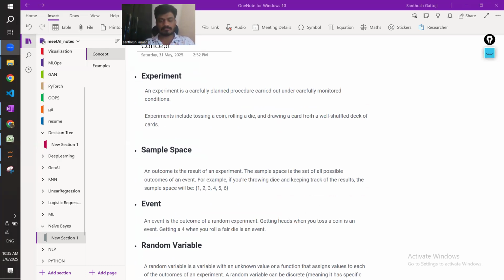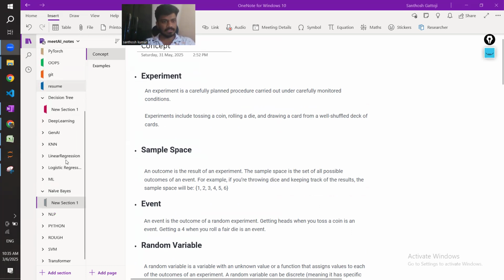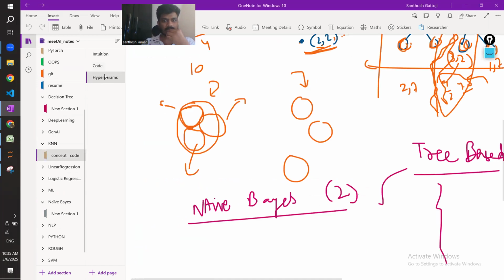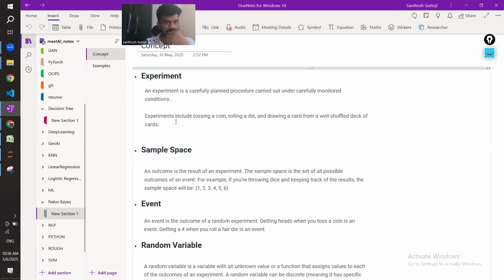So let's start with today's session. In the last session, I think we have seen the KNN part, right? We have completed KNN concept and code and hyperparameters, etc. Now in this class, we are going to start with the next classification algorithm. As I said, it is Naive Bayes.